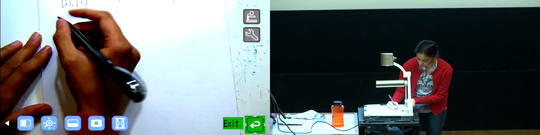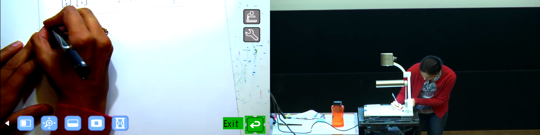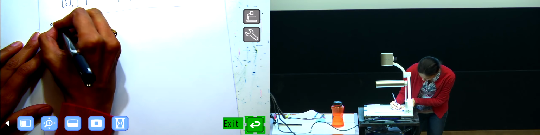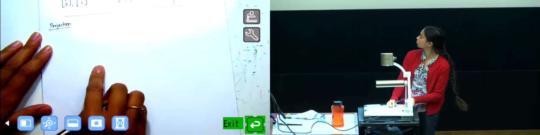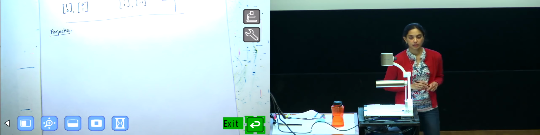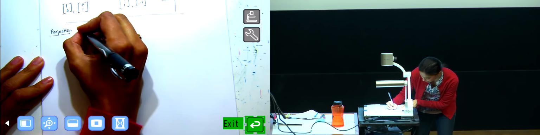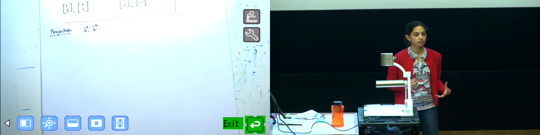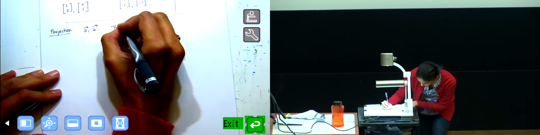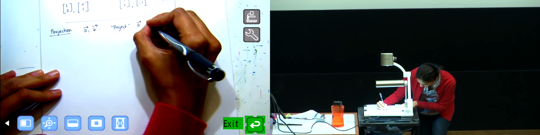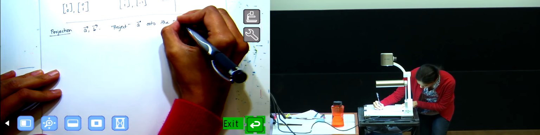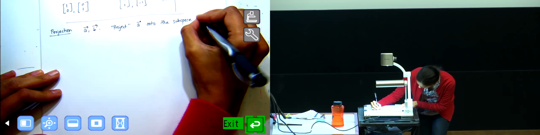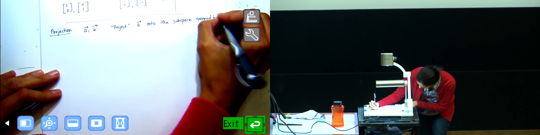But with this, we can actually move to defining something that is very important and cool, which is the idea of a projection. Sometimes you might hear people also call this an orthogonal projection. They mean the same thing. But let's say we have a vector A and a vector B, and someone asks you to project A onto the subspace spanned by B.